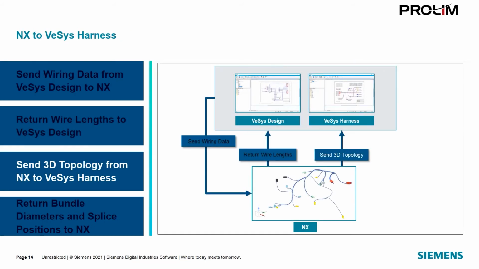For the second half of the demo, we will move on to the integrations between the 2D harness design in VSYS harness and physical harness in NX. We will start by importing the 3D topology from NX via the harness PLM XML file and flattening it to produce the 2D harness in VSYS. Then we will synchronize the electrical data from our wiring design in VSYS with the 2D harness.